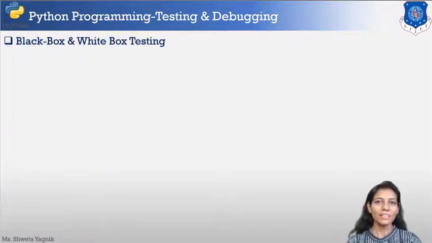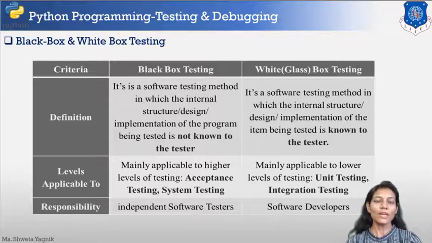Now we'll understand the difference between black box testing and white box testing. As per the definition, in black box testing the tester will not have underlying design or implementation knowledge. So the structure, design and implementation of the program is not known to the person who is actually testing. In case of white box or glass box testing, all the internal design and the coding will be known to the tester. So that is the basic difference.